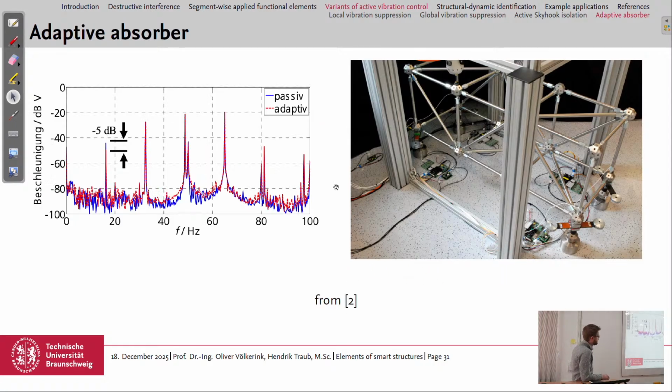And I have these pictures from this paper too. They were able to show that at, maybe it was the second eigenfrequency, they could reduce the vibration or the acceleration by 5 decibels using these kind of adaptive absorbers.